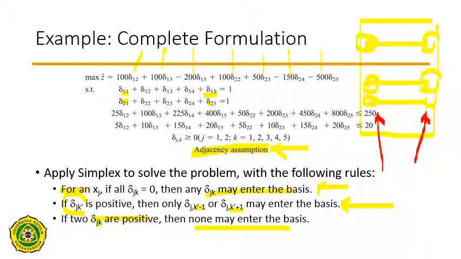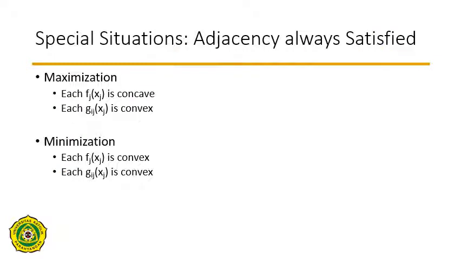So these three rules actually just say that if you don't have a delta jk selected already, then you're free to do anything. If you already have one delta jk selected, then you must select the neighbor, either the previous one or the next one. And the final point is that if you already have two delta jk selected as basic variables, then you cannot select any delta jk anymore. So you may solve the separable programming problem formulation using the simplex algorithm by keeping in mind those adjacency requirements, those 3 points in the previous slide.